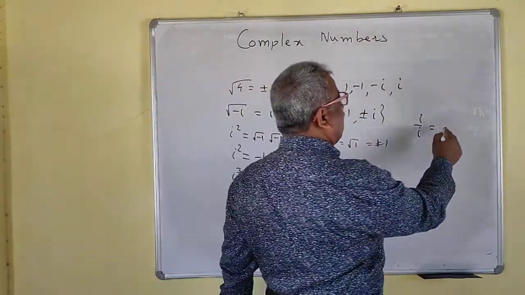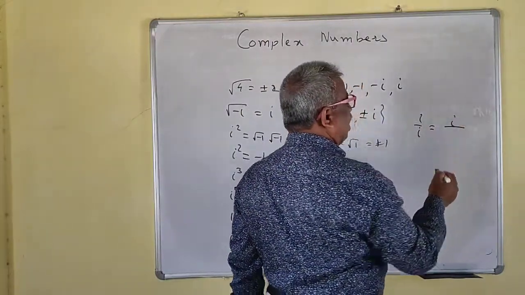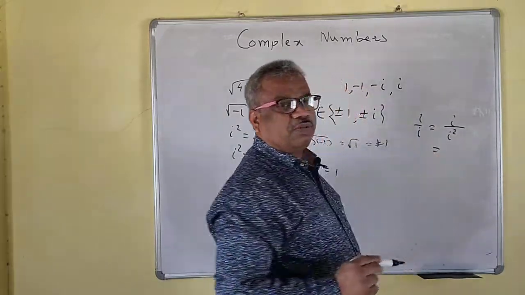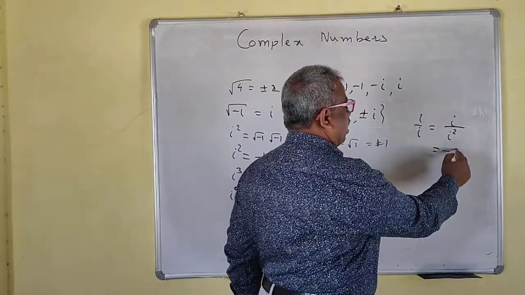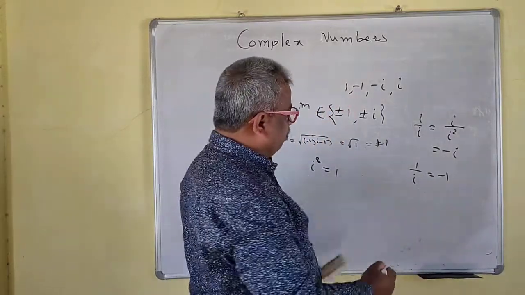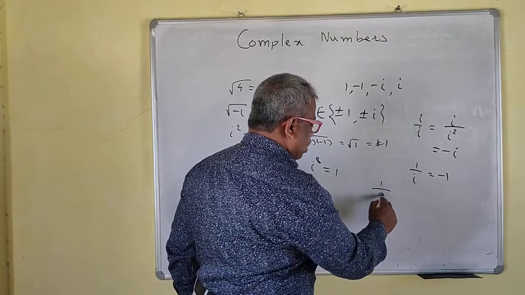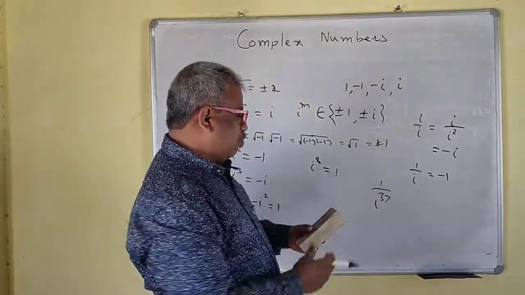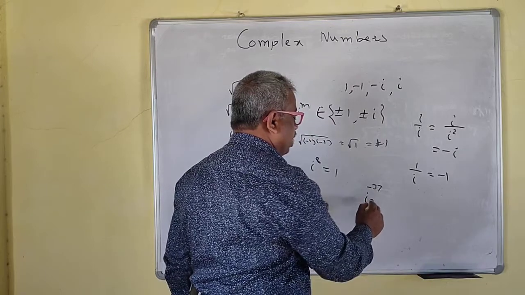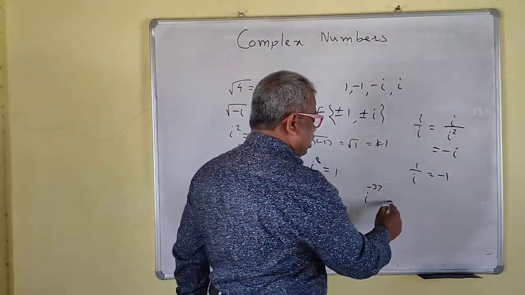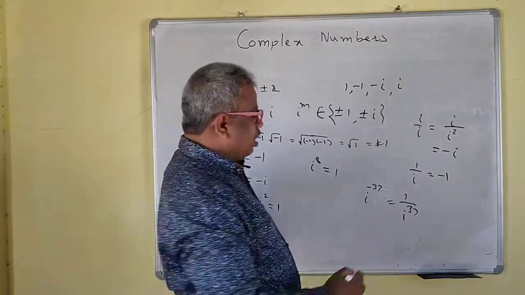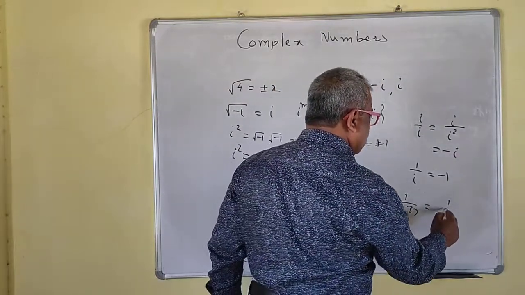I will multiply and divide by i. Then we get i squared, and i squared is minus 1, so this is minus i. So 1 upon i is minus i. That means if it is a negative power, suppose you want to find i to the power minus 37. This will be 1 upon i to the power 37. So i to the power 37 is nothing but 1 upon.